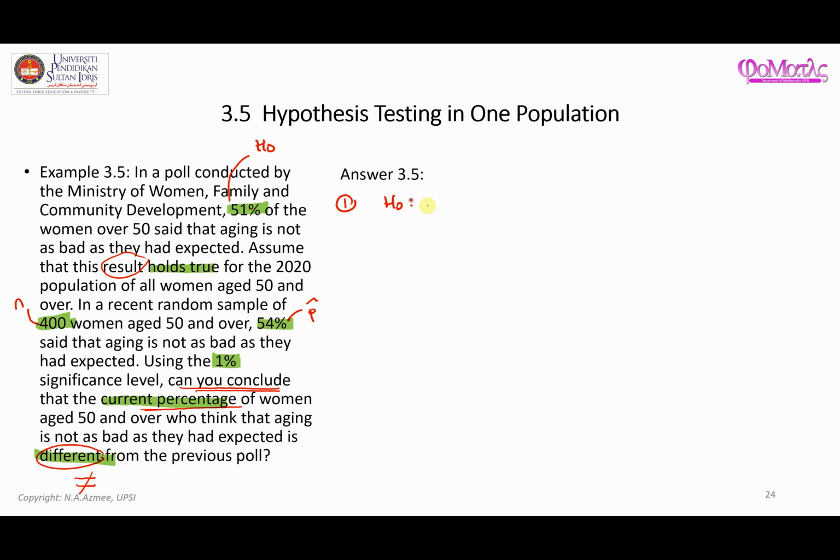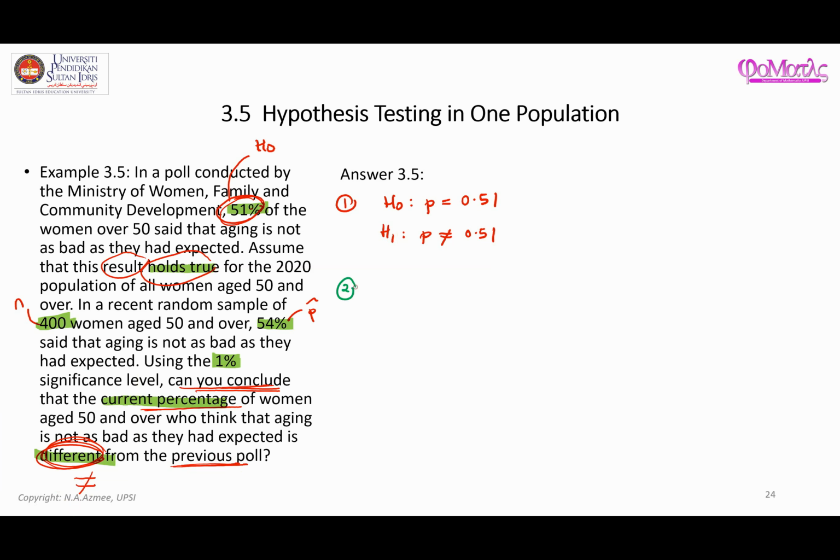H null here is going to be P, the population proportion, is equal to 0.51 based on the results given here, because it says to assume the results here hold true. And then here it says, can you conclude whether the current percentage is different from the previous poll? So this gives you an indication that the alternative hypothesis is going to be P not equal to 0.51, different.